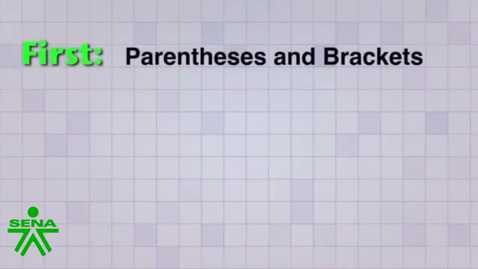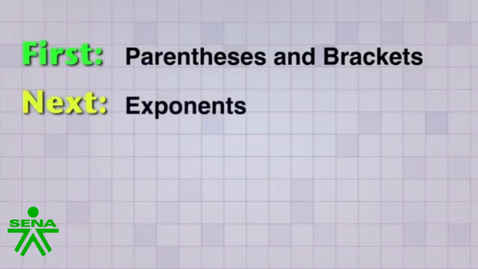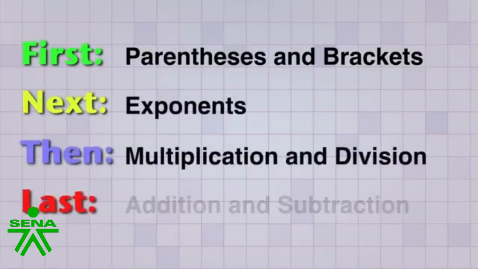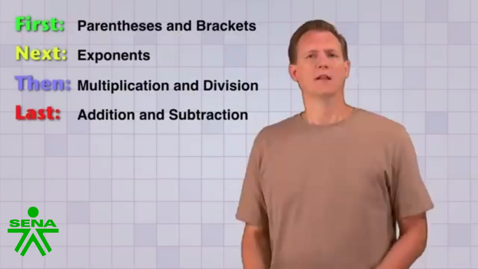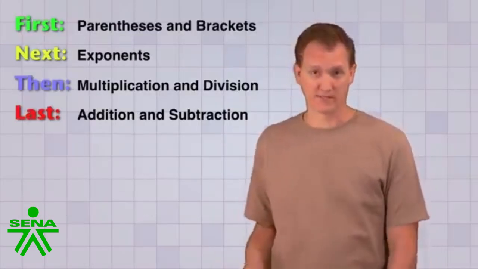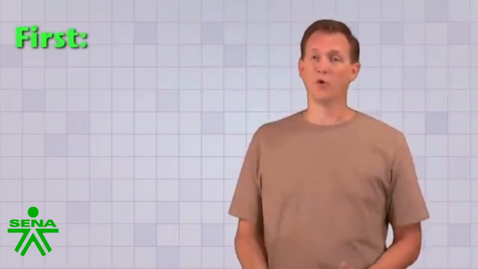First, do operations in parentheses and brackets. Next, do exponents. Then, do multiplication and division. Last, do addition and subtraction. Let's take a closer look at each of these rules and see some examples where they help us. First on the list was do operations in parentheses and brackets.